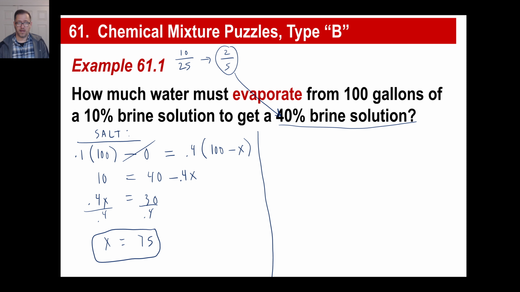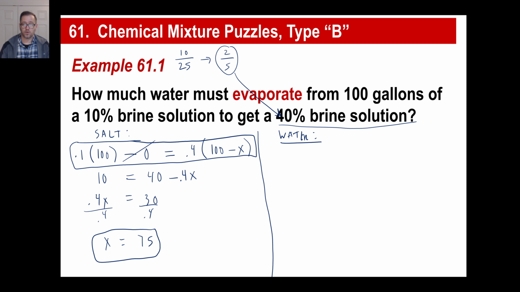Let's do the water way. We're going to do the exact same equation as here, except we're going to do water instead. Let's just practice doing it. Try not to look at that equation, all right? This is going to be the water way. Okay, so we're going to start.